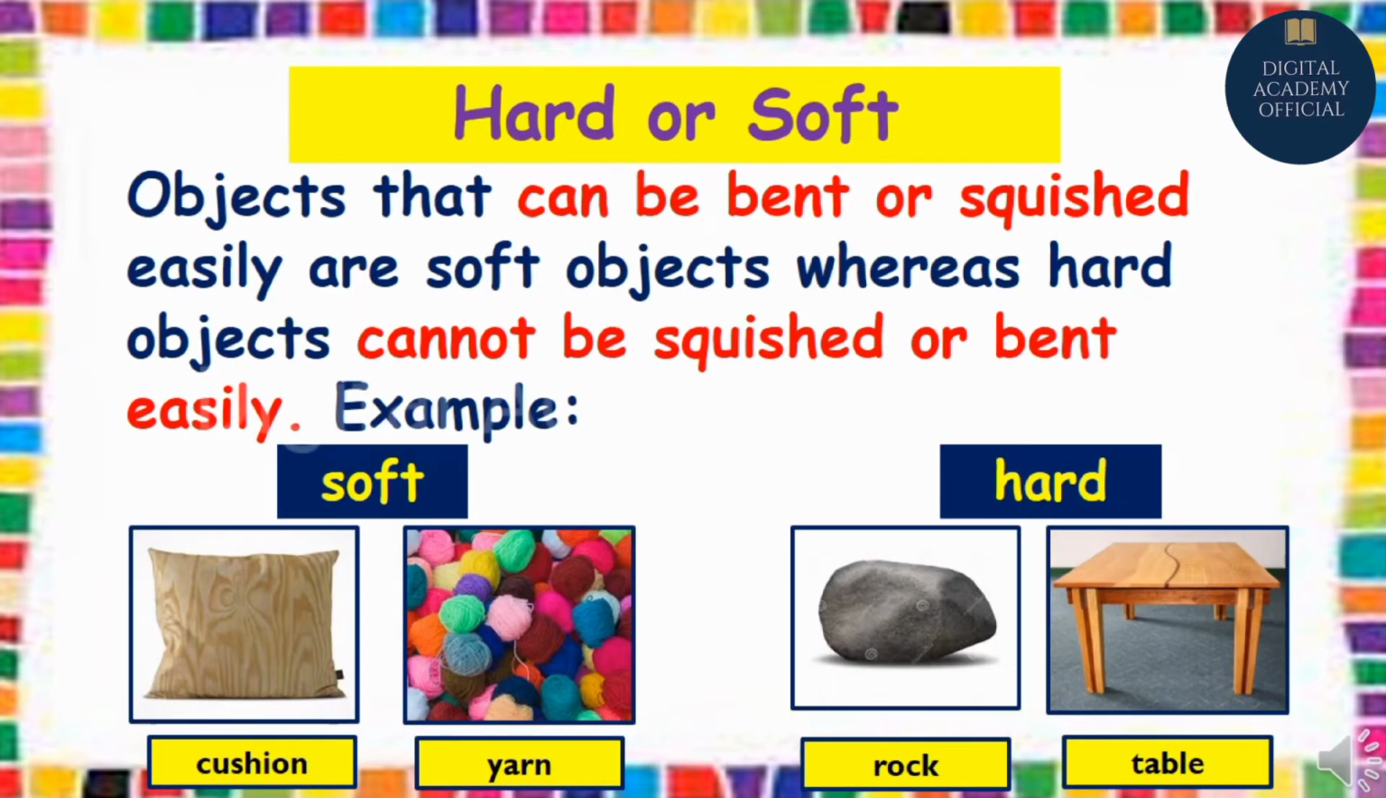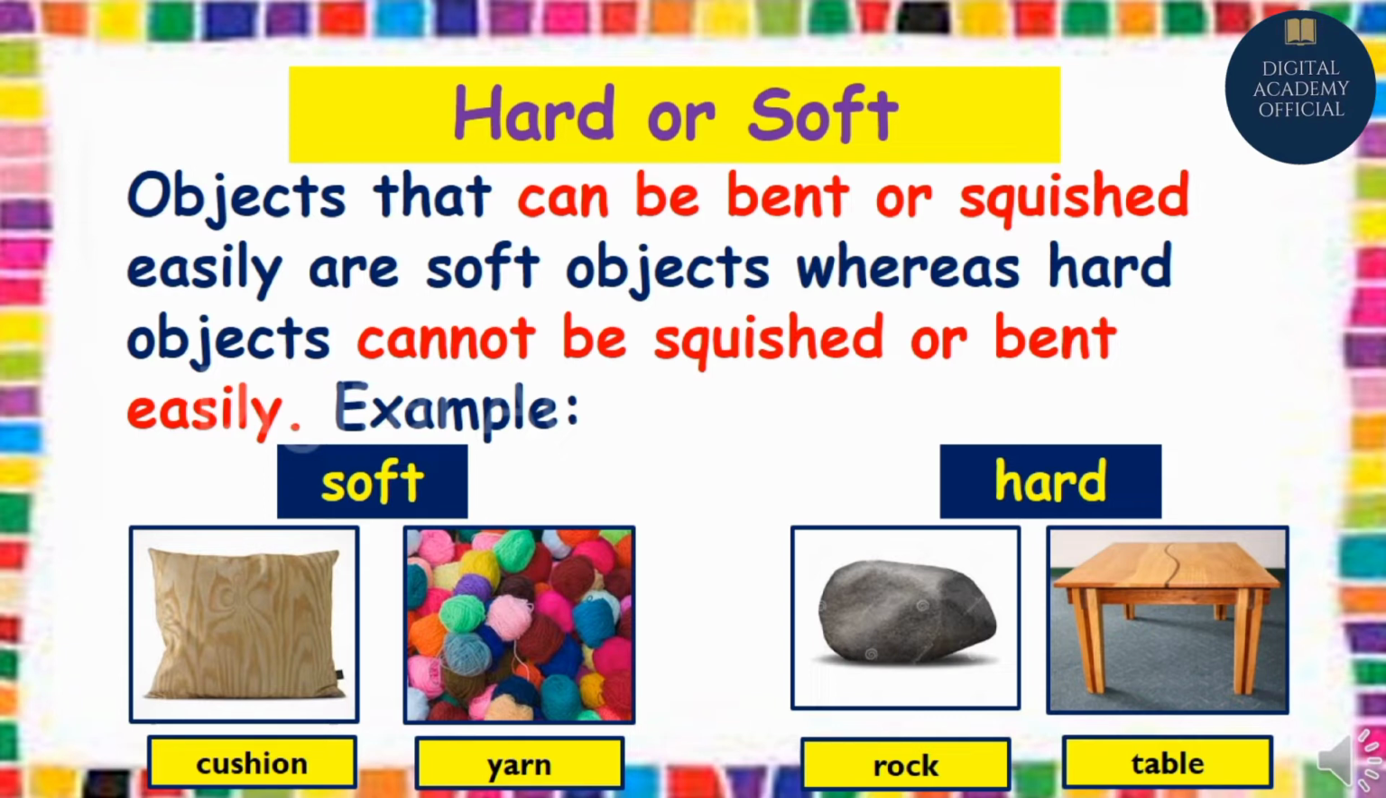Let's now talk about hard or soft objects. I think most of you already know about this, don't you? Objects that can be bent or squished easily are soft objects, just like the soft and nice pillow you sleep on at night, and a ball of wool. You can press it and squish it, right? Because it is so soft.